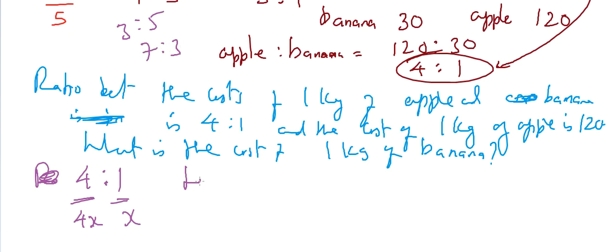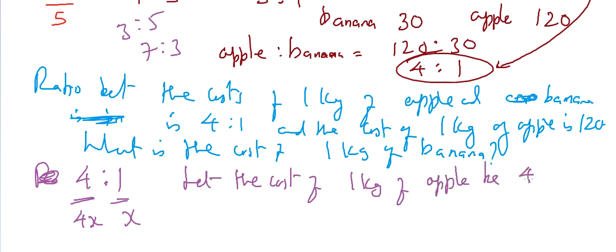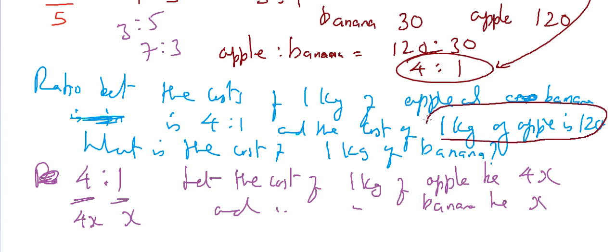So likewise here, let the cost of 1 kg of apple be 4x and the cost of 1 kg of banana be x. 1x is x, 1 into x. Okay, but what other information do we have? We know the cost of 1 kg of apple is 120 rupees. So let's use this information.